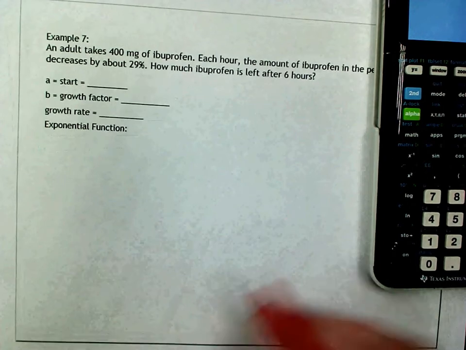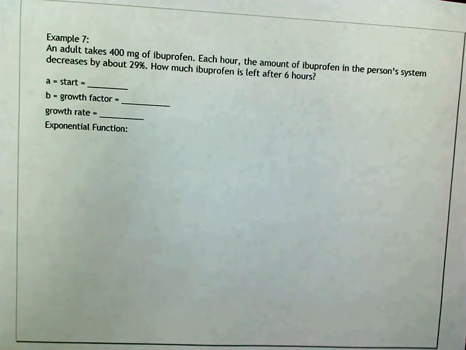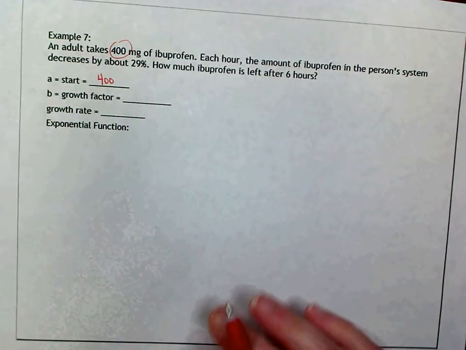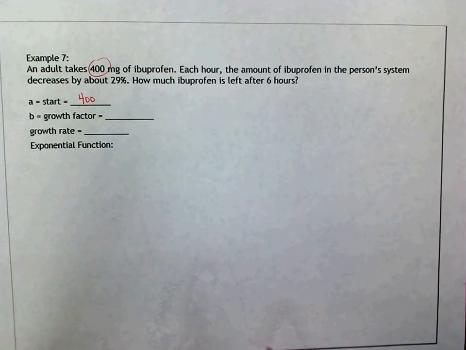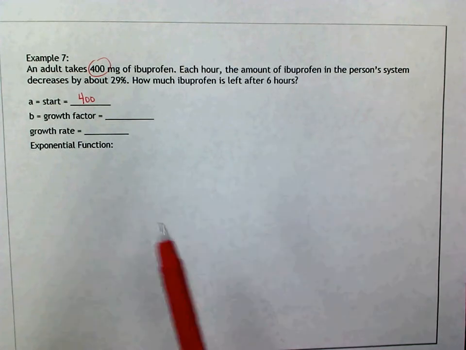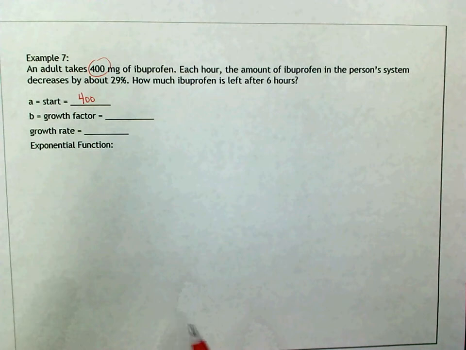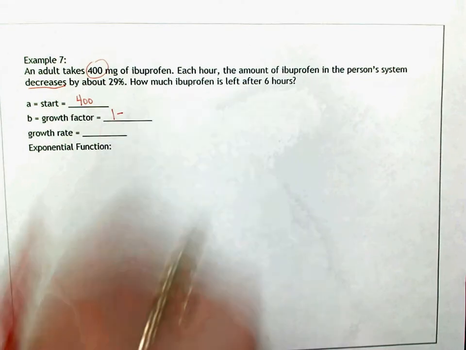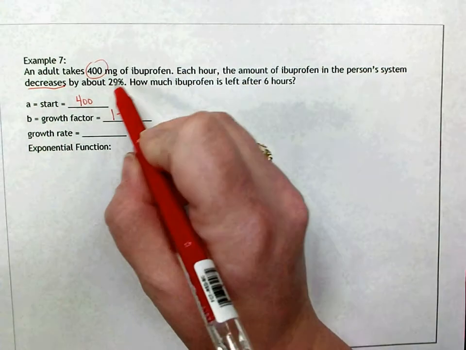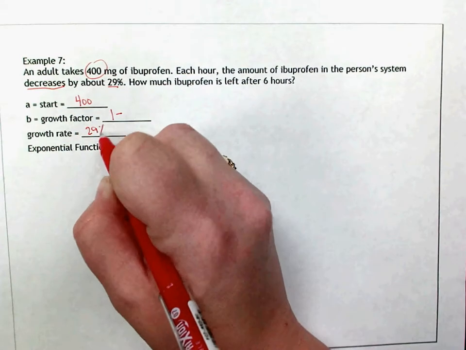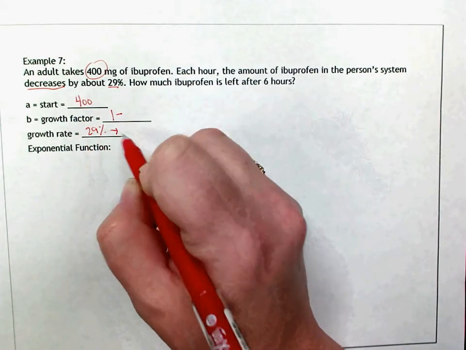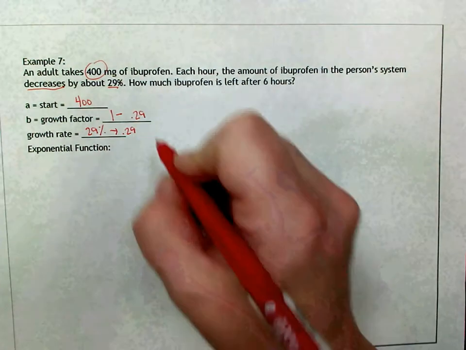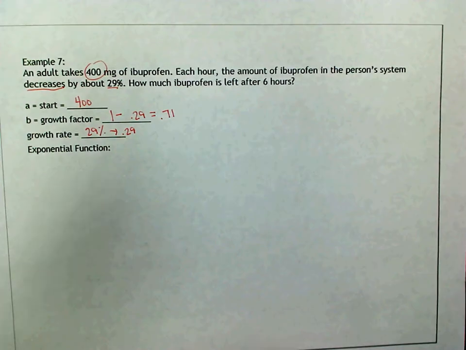Let's look at one more example together. It says an adult takes 400 milligrams of ibuprofen. So that's what we're starting with. That's our A value. Each hour, the amount of ibuprofen in the person's system decreases by about 29%. So a couple of things there. It's decreasing, so we know our growth factor is going to be 1 minus a number here. The rate is 29%, which as a decimal, when we move it 2 places to the left, is 0.29. So that's what we're subtracting from the 1. So our growth factor is 0.71.